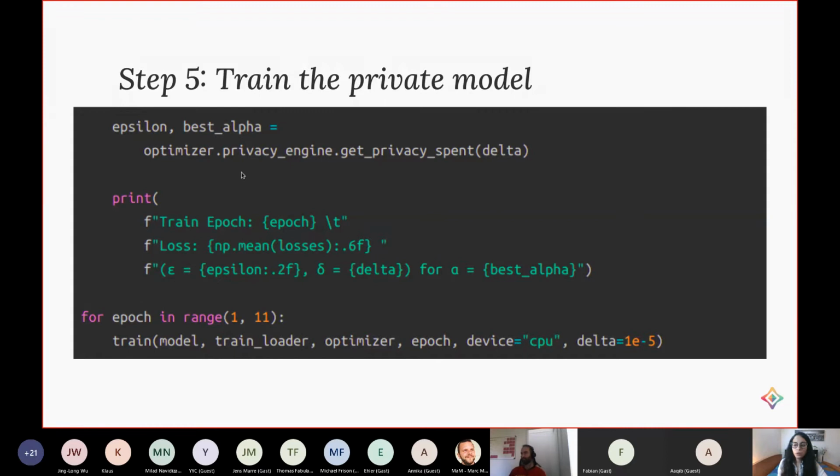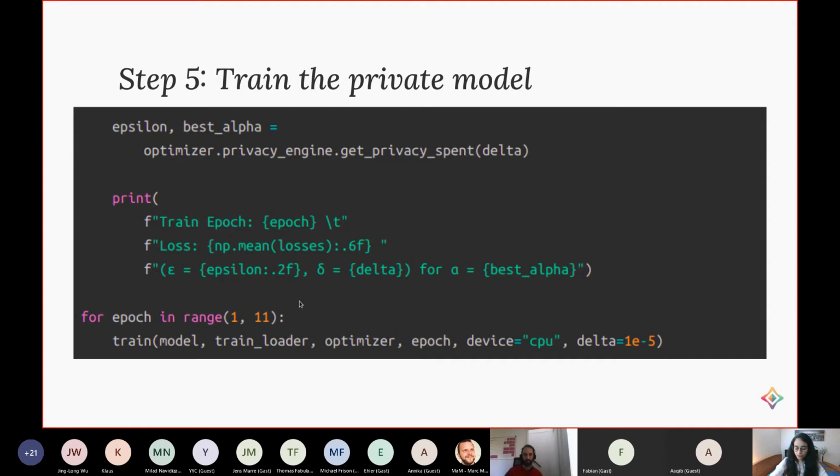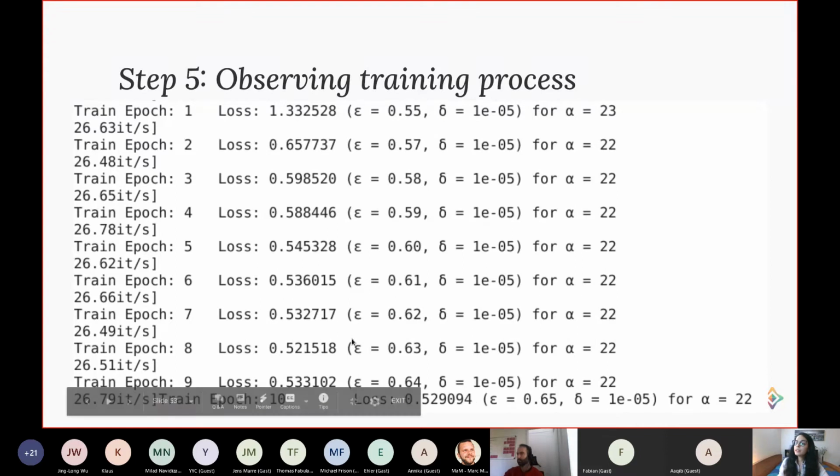And so for this example, I chose to train it for 10 epochs. And yeah, the next step is just to observe the training process. Here you see that the loss is gradually decreasing, and in each round you're able to see how much privacy budget has been spent, which is obviously increasing gradually. In this case, the best loss that we get to is around 0.53.